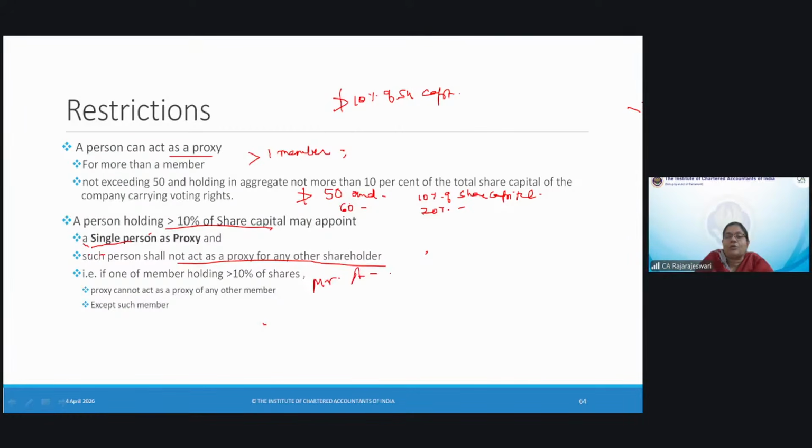Suppose Mr. A holds 15% of the share capital. He appoints Mr. B as proxy. Then Mr. B can act as a proxy for only Mr. A. He cannot act as a proxy for any other member. That is the concept. Why? Because the member is holding more than 10% of shares. So if that member is appointing a proxy, that proxy can act as a proxy only for that particular member who has appointed him and not for any other person.